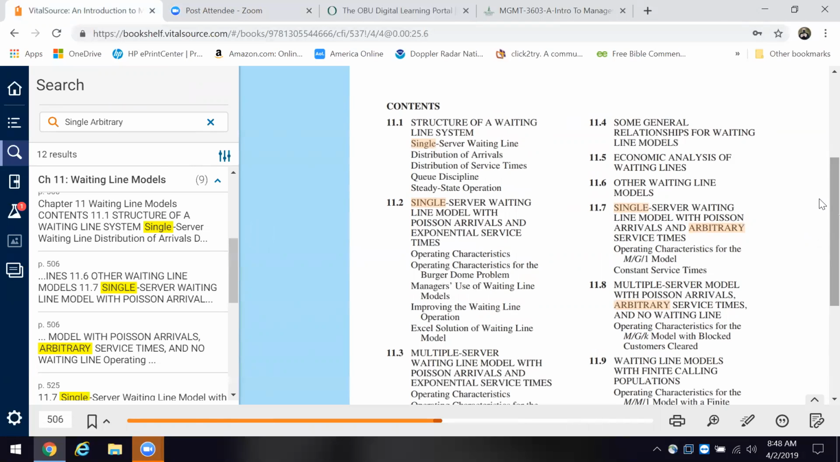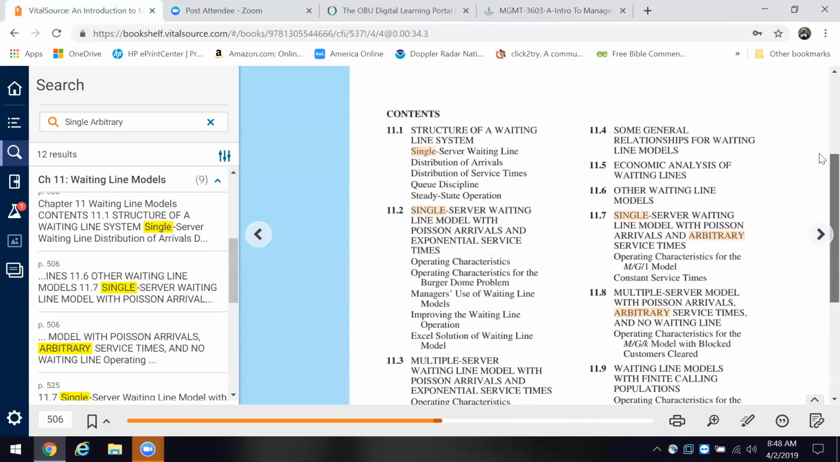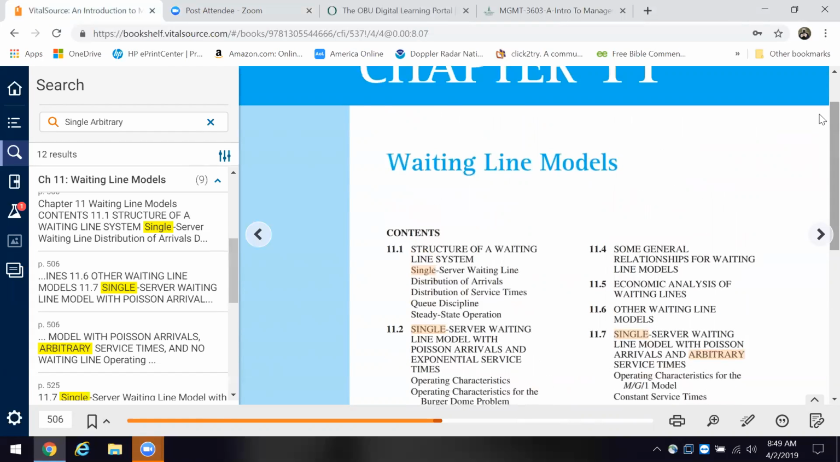We have what we call a single server waiting line. Then we have multiple servers. Then we start to move into things like arbitrary service times, finite types of waiting lines, Poisson and exponential service times. We'll take a quick look at each of those. So I'm going to go ahead and move on over to the next pages.